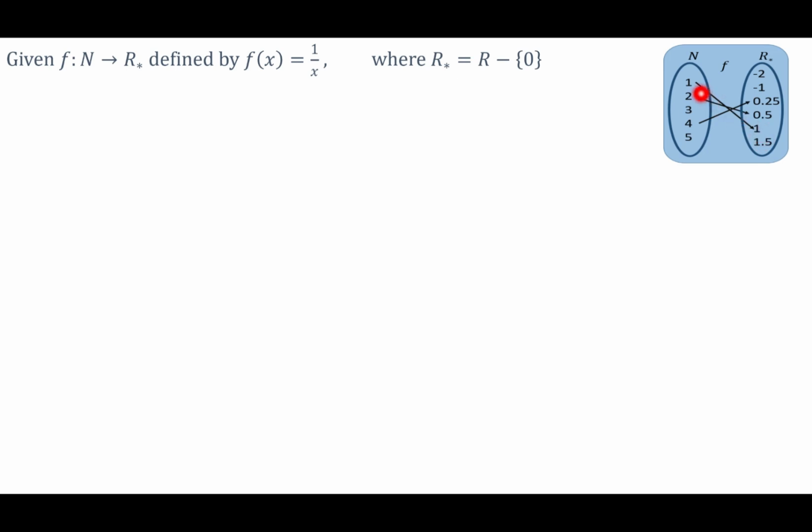Now, if I plug in x as 1, I get 1. So 1 maps with 1. If I plug in 2, I get 0.5. If I plug in 3, I get 0 point something. If I plug in 4, I get 0.25. If I plug in 5, I get 0 point something. But none of the values are coming for negative. No negative values are there. So these are the possible outcome values.